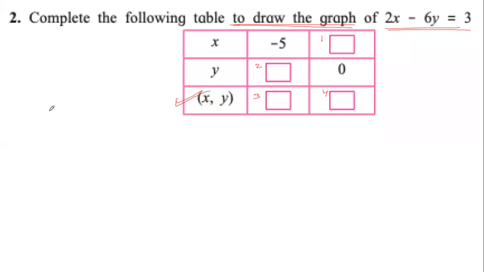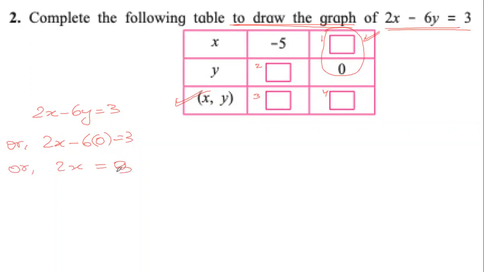The equation that is given is 2x minus 6y equals 3. Now to find this value, we look at this x and y pair. Y is 0, so put y equals 0 in the equation: 2 into x minus 6 into 0 equals 3. Now the linear equation in two variables has reduced to a linear equation in one variable. Just solve. So 2x, 6 into 0 is 0, equals 3, or x equals 3 by 2.